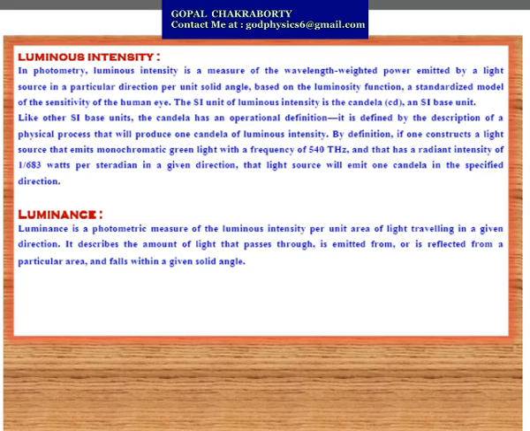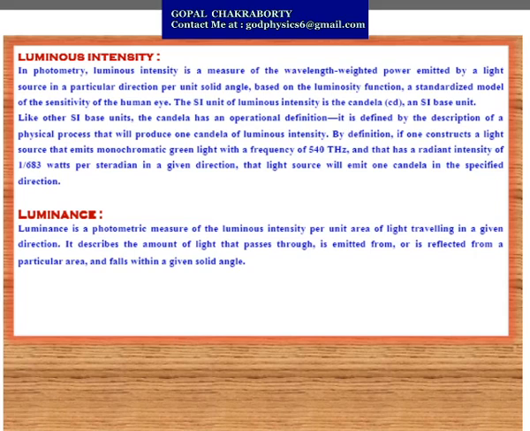So by definition, if one constructs a light source that emits monochromatic green light with a frequency of 540 terahertz and that has a radiant intensity of 1/683 watt per steradian in a given direction, that light source will emit 1 candela in the specified direction.